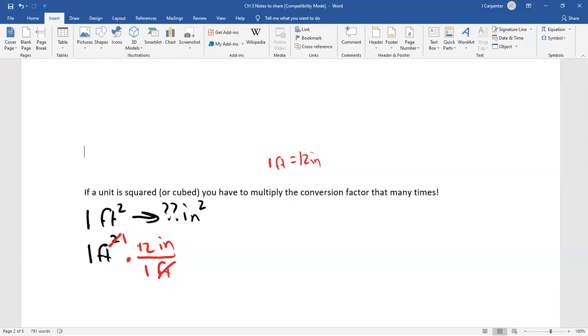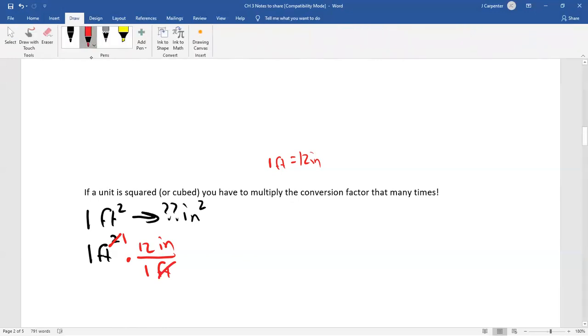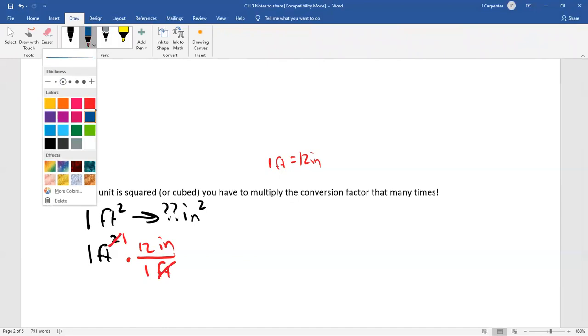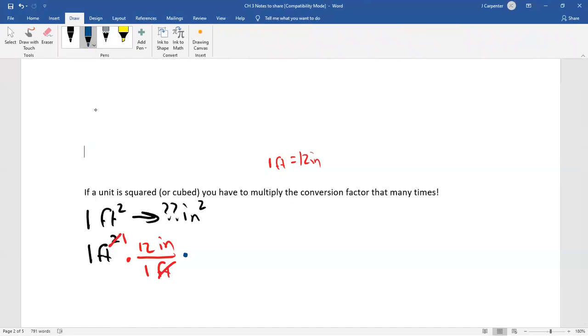So that 1 foot squared is now a foot to the first power. So now we have inches and feet. That's not good, which is why we have to multiply the conversion factor a second time. We have to do this 12 inches over 1 foot an additional time. Now this feet in the bottom will cancel with the foot to the first power in the top.